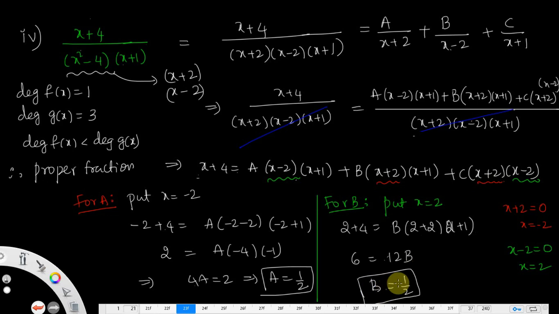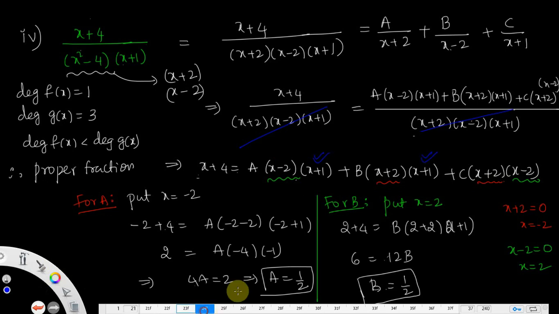So next we have to find the value of c. What should we do? For the value of c, observe a and b. What is the common factor in both a and b? That is x plus 1, a common factor in both a and b. So that should be made 0. That means put x equal to minus 1 in the expression. Then you can get the value of c directly.